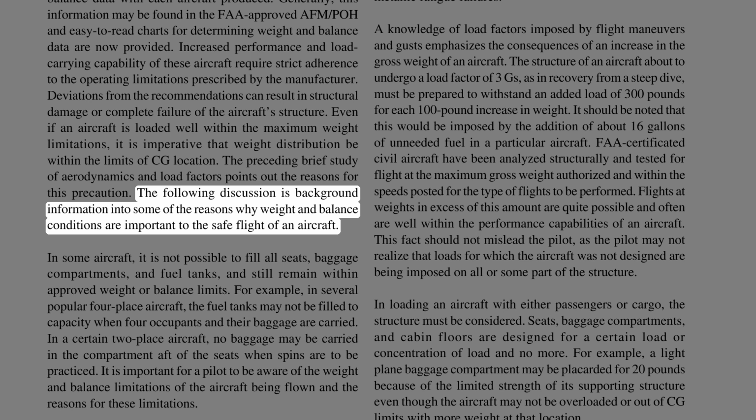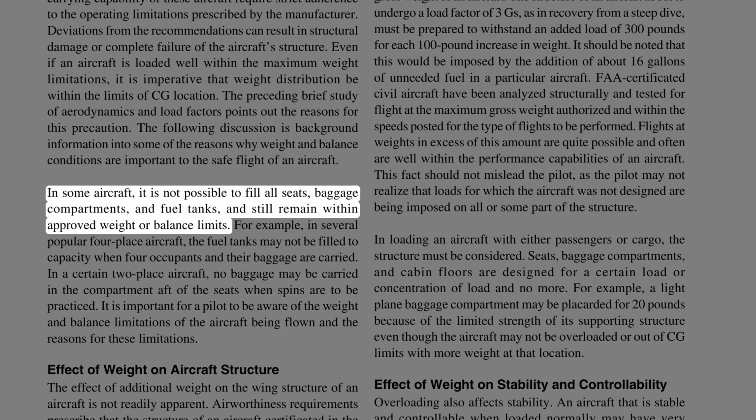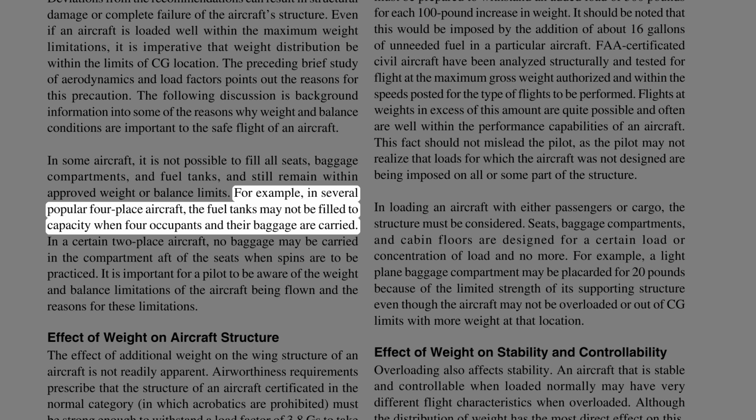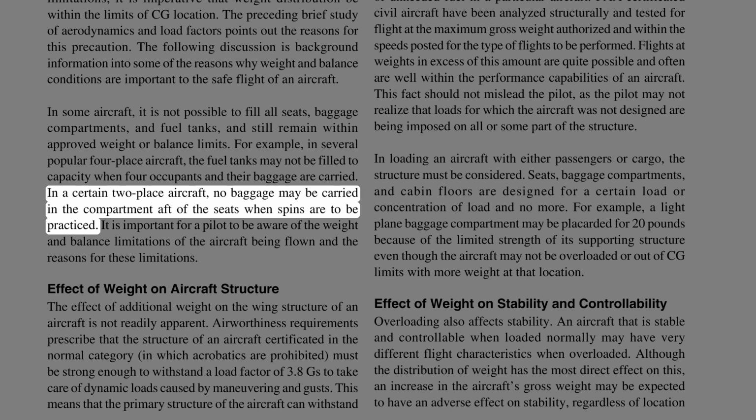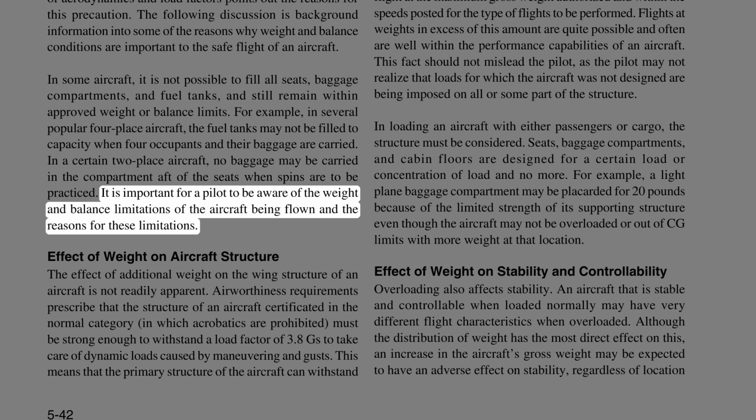The following discussion is background information into some of the reasons why weight and balance conditions are important to the safe flight of an aircraft. In some aircraft, it is not possible to fill all seats, baggage compartments, and fuel tanks, and still remain within approved weight or balance limits. For example, in several popular four-place aircraft, the fuel tanks may not be filled to capacity when 4 occupants and their baggage are carried. In a certain two-place aircraft, no baggage may be carried in the compartment aft of the seats when spins are to be practiced. It is important for a pilot to be aware of the weight and balance limitations of the aircraft being flown and the reasons for these limitations.